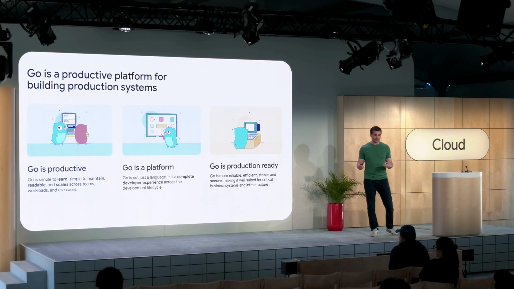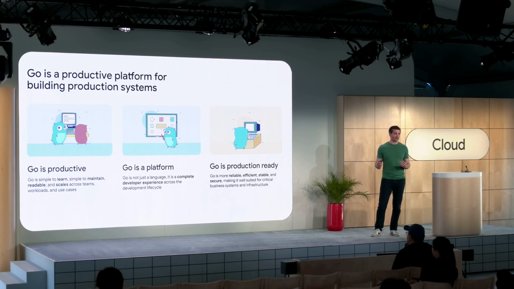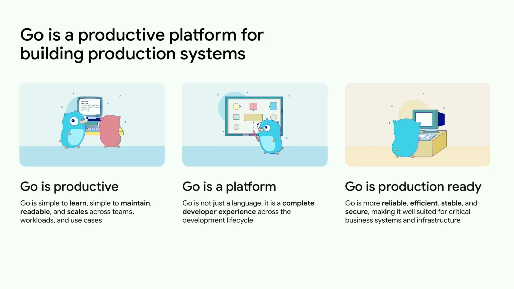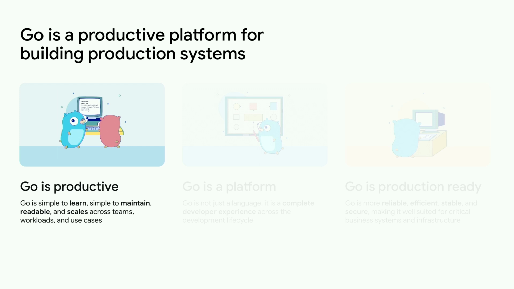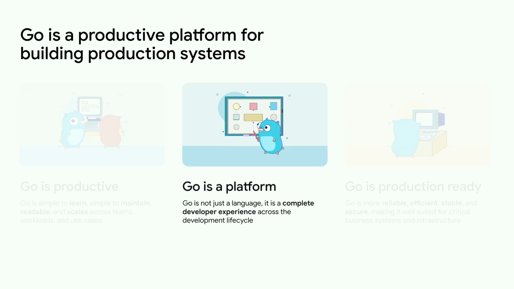That sort of software is written in teams where members come and go, where there are deadlines, SLAs, all of that. And internally, we reduce that vision to the mission statement in the title of this slide. Go provides the most productive platform for building production systems. So we say it's productive because it's easy to learn and maintain, scale across teams. It's a platform because it's more than a language. It's an end-to-end developer experience.